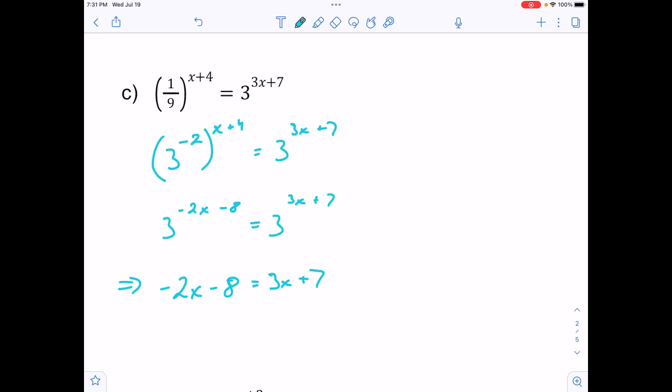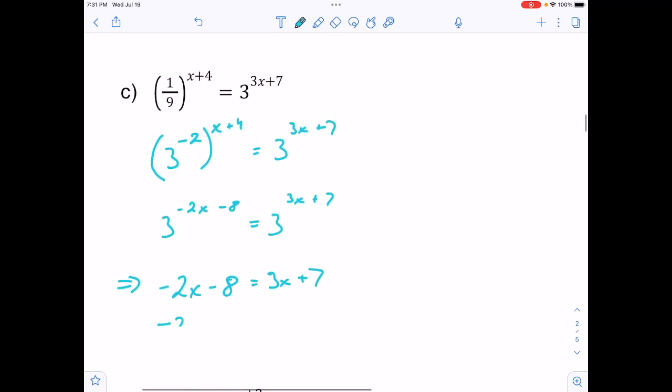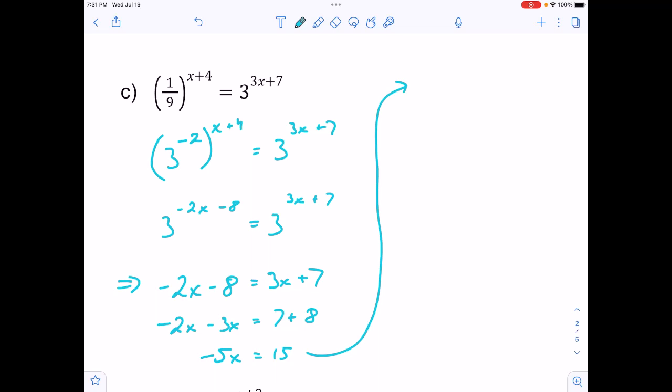And I'll do some rearranging. Negative 2x minus 3x is equal to 7 plus 8. So negative 5x is equal to 15. X is going to be equal to negative 3. Okay, trick here being when it's in fraction, you have a negative exponent.